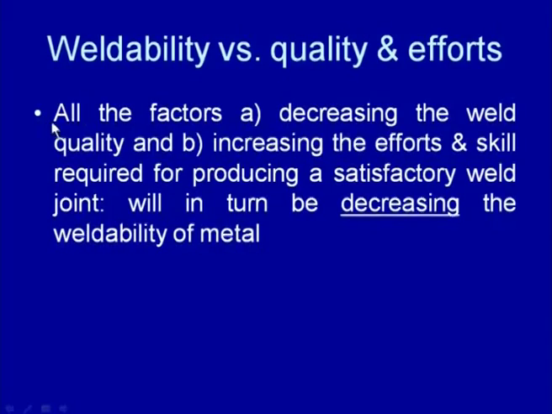So, all the factors that decrease the quality of the weld and increase the efforts and skill required for producing a satisfactory joint decrease the weldability of the metal. Means the factors that decrease the weld quality and increase the efforts and skill required for developing a sound weld joint which can serve the intended purpose will decrease the weldability of the metal.